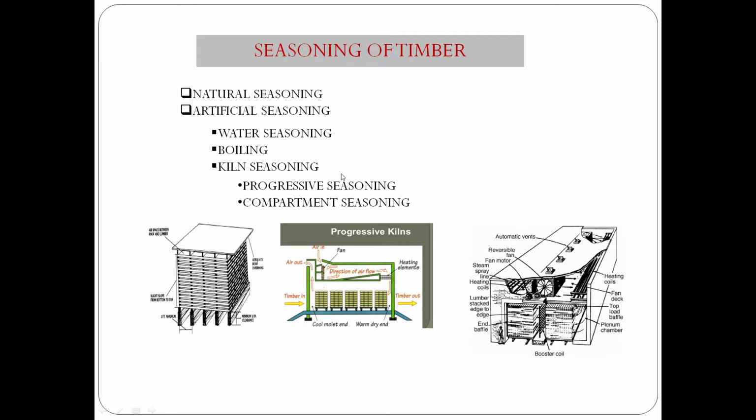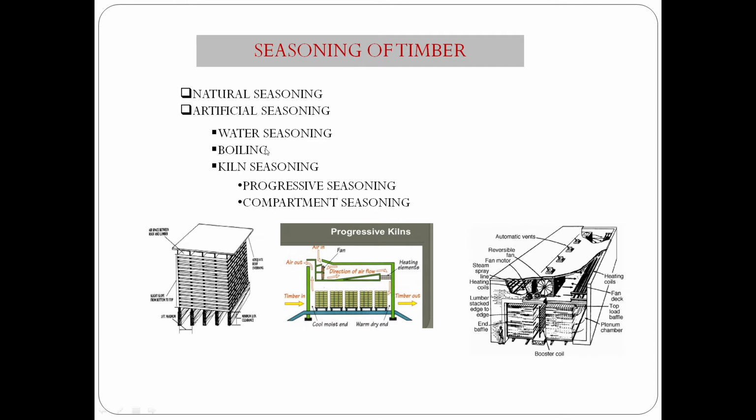Now, what is water seasoning? The logs of wood are kept completely immersed in a running stream of water with their large ends pointing upstream. Consequently, the sap, sugar, and gum are leached out and are replaced by water. The logs are then kept out in air to dry. It is a quick process, but the elastic properties and strength of the wood are reduced.